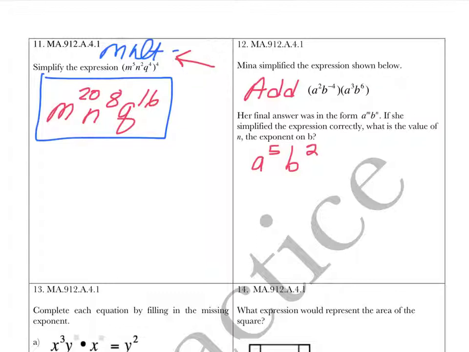So then I have to go back. What is the value of n, the exponent on b? Well, the value of the exponent on b is 2. So my answer would be equal to 2.